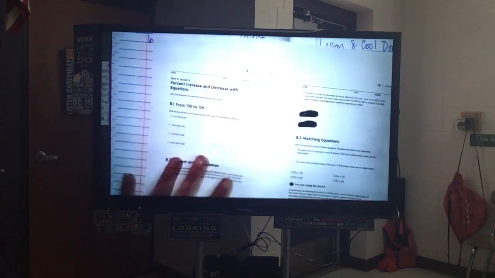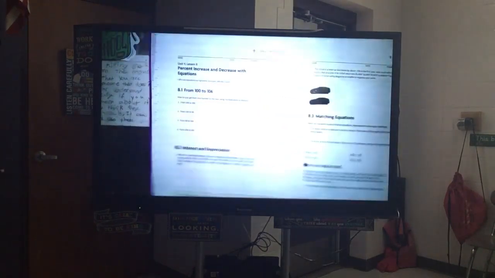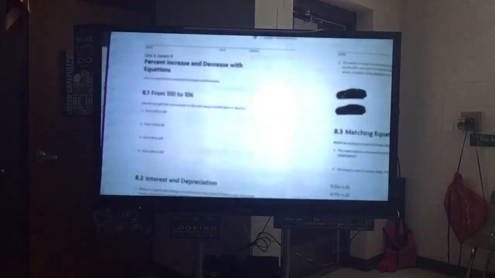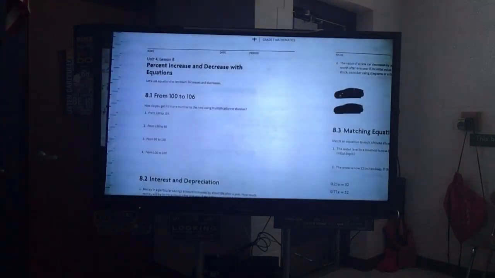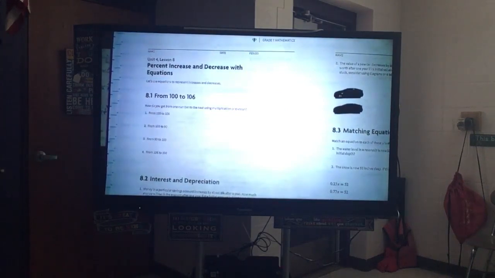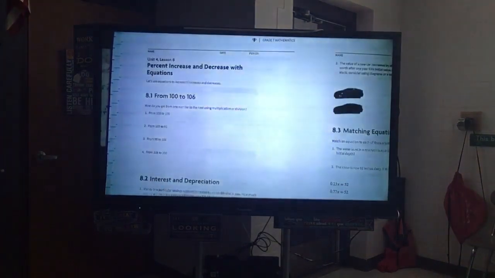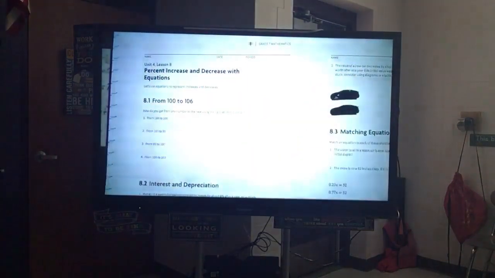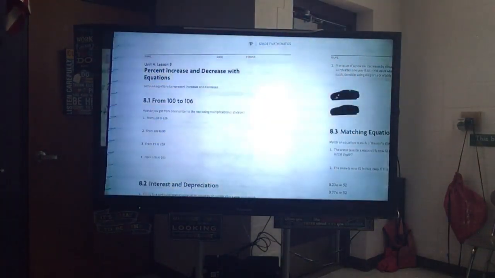But we are going to start with our warm-up. So it is from 100 to 106. How do you get from one number to the next using multiplication or division? All right, so you're telling me either you're multiplying by this, or you're dividing by this. I'm gonna give you 3 minutes. Go ahead and get started.